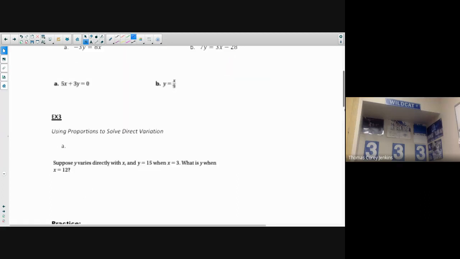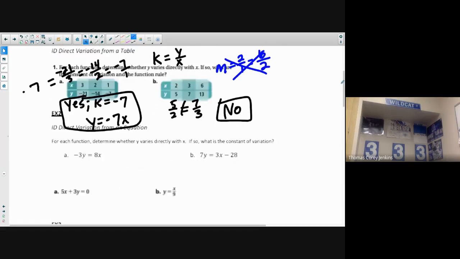Looking at example 2, we want to identify direct variation from an equation. These are pretty easy if you know what you're looking for. The first thing you want to do is solve for y, if it's not already done. Because if it is direct variation, we have to do the same thing we did last time. What is the constant of variation? Well, we don't have to write the equation here because we'll already have it.